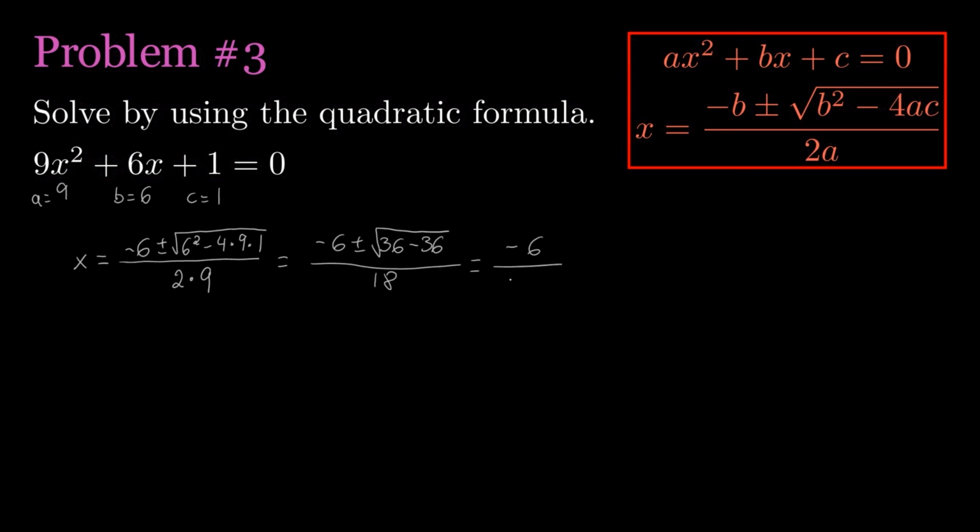over 18. 18, of course, has a factor of 6, and it's 3 times 6. Negative in front is really a factor of negative 1, and if we divide out the 6's, we're left with negative 1 over 3, and that is negative 1/3. So this time, there is only one solution to that equation, x equals negative 1/3.